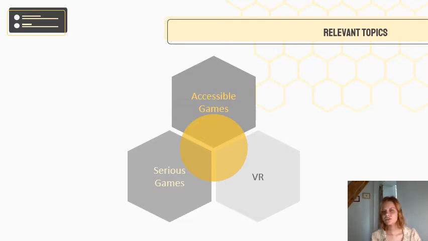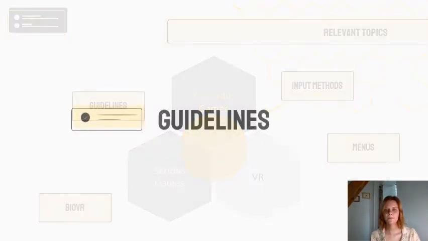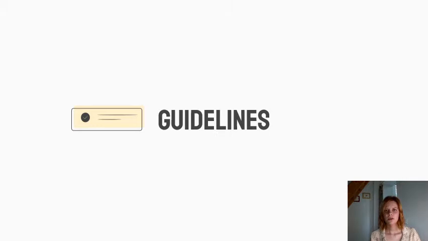So that was the theoretical part. Now there's a few more topics that have to do with my implementation, and I will go over these now one by one. So I will start with the guidelines, BioVR, the input methods, and the menus. As I said, I'll start with the guidelines. And to be clear, we are talking not about normal guidelines, but accessibility guidelines.